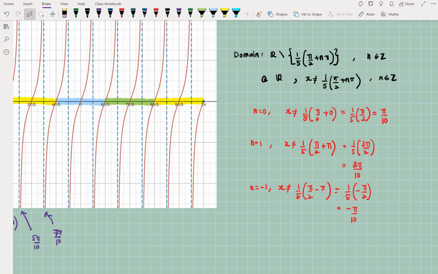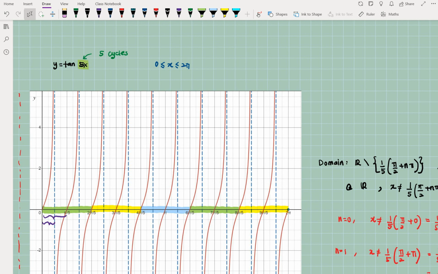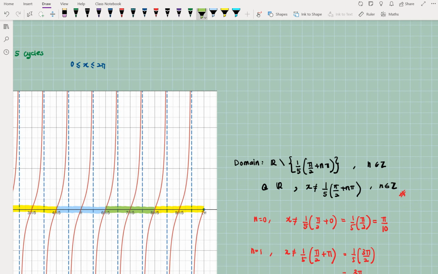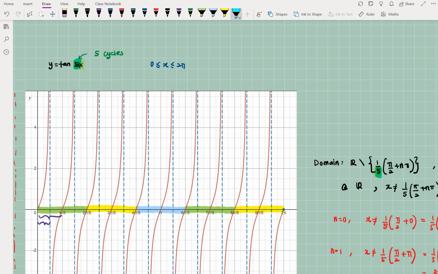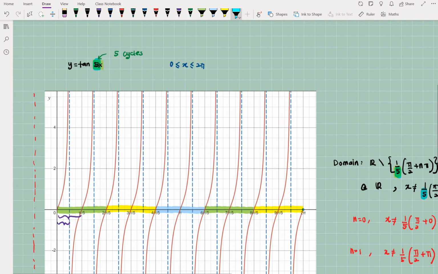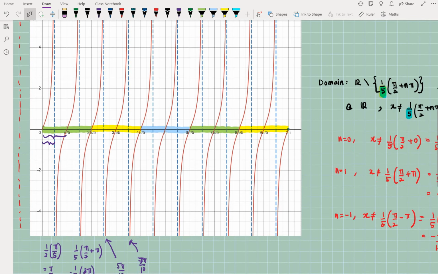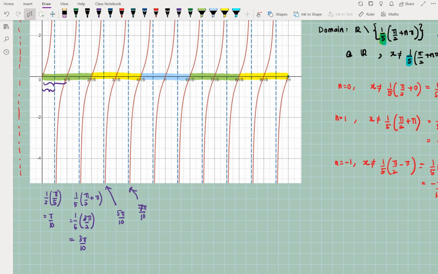Okay, so I hope it's clear how to find the domain if you are given tangent 5x or 3x and so on. The answer is we are just going to change this one. Okay, change based on which part? Look here. If there it's 5x, it becomes 1 per 5. If in the question it's 3x, there it will become 1 per 3 times pi per 2 plus n pi. Okay, so I hope it's clear and I'll stop there. Thank you.